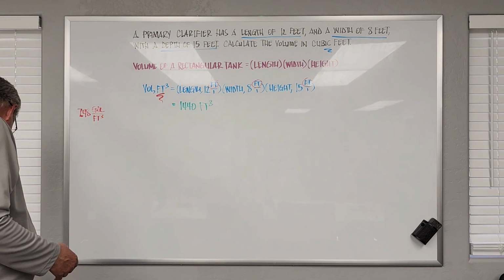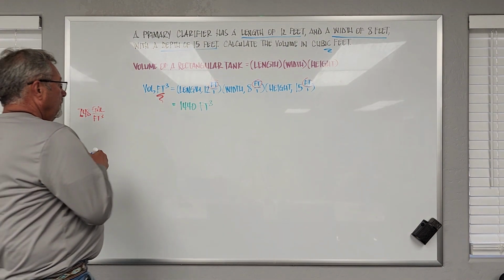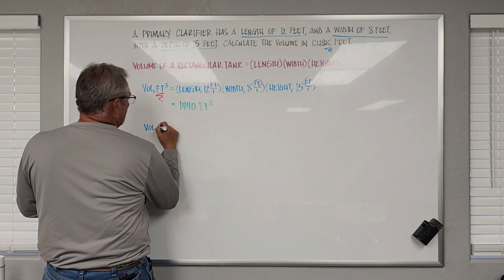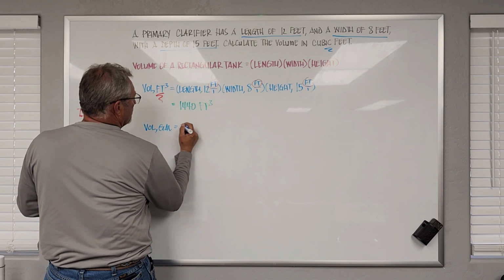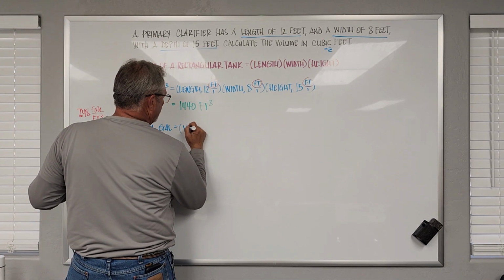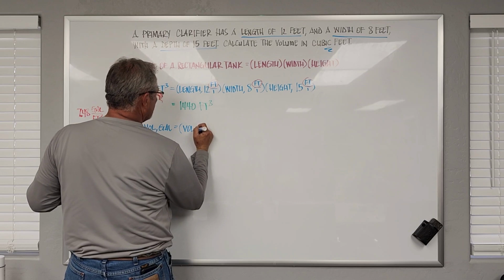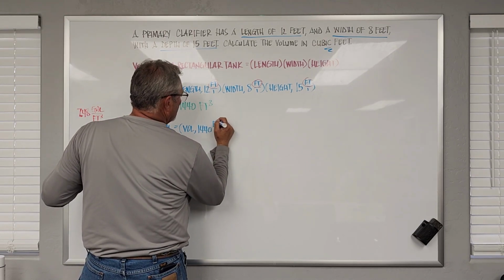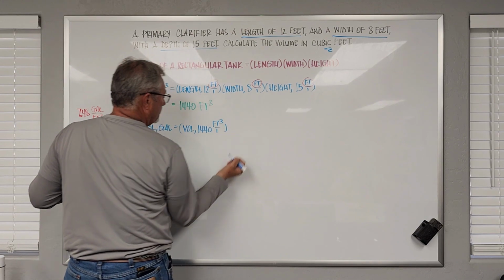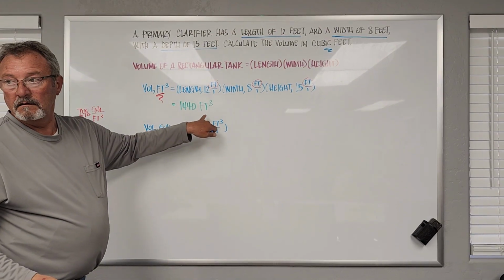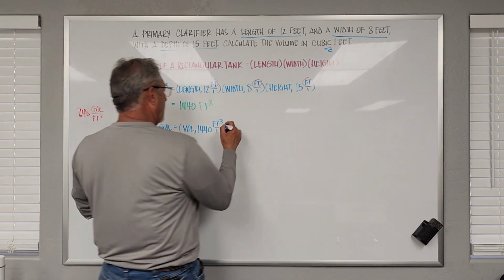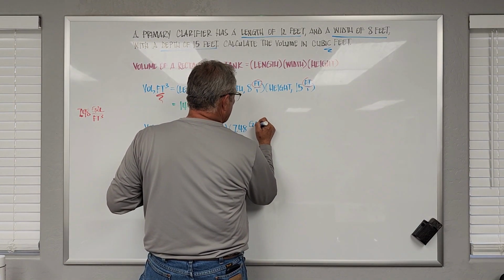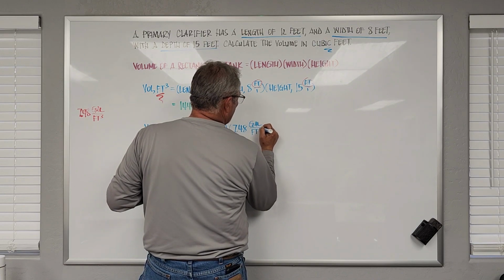Now I can write it just like this. Volume in gallons equals volume, which is 1440 cubic feet over 1. That's the answer we got. And I'm going to multiply that by 7.48 gallons per cubic foot.